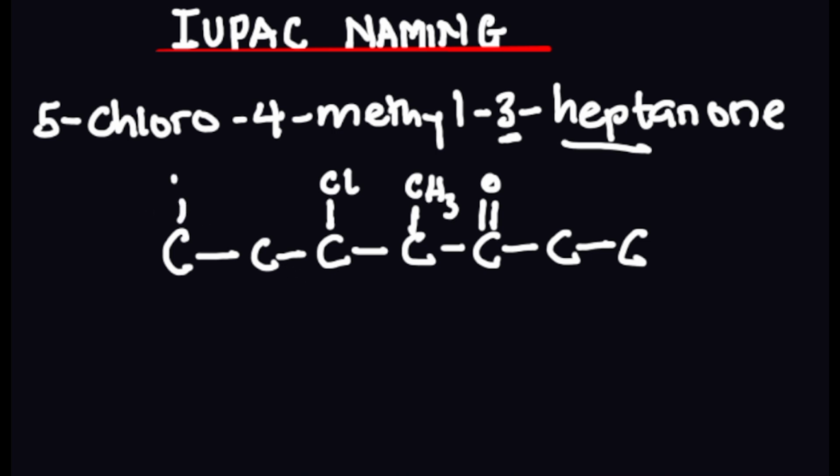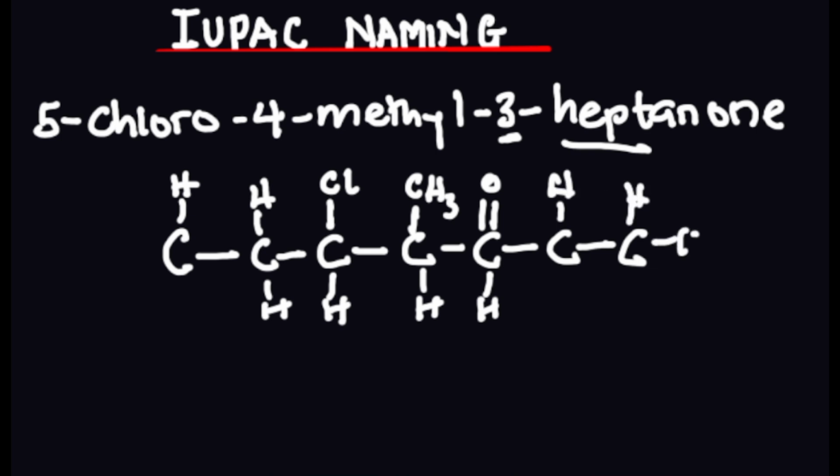Now let's go ahead and fill the rest with hydrogen. Hydrogen is going to be here, and here, and here, until all the remaining positions are filled. So this is basically 5-chloro-4-methyl 3-heptanone. That's what we have.